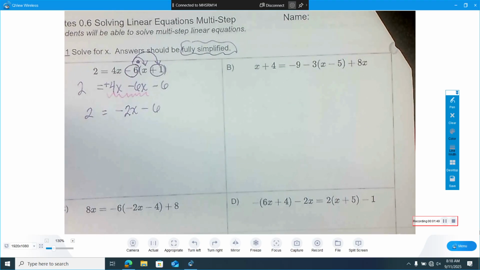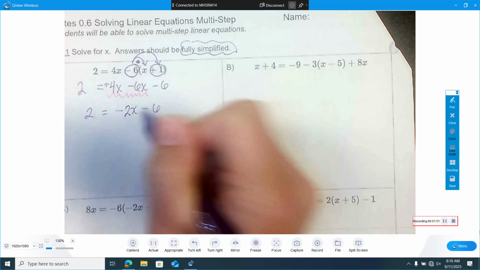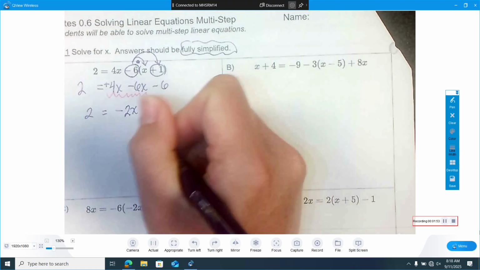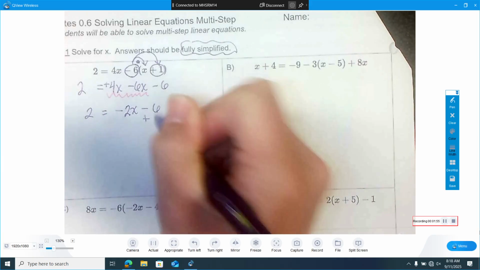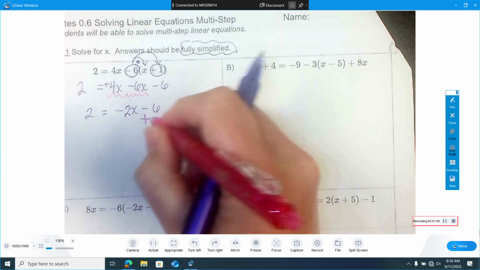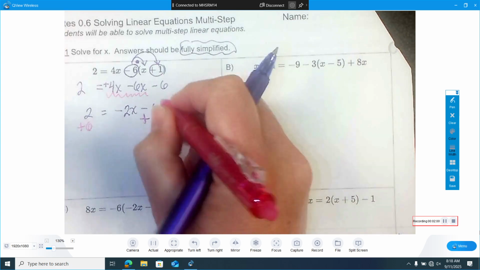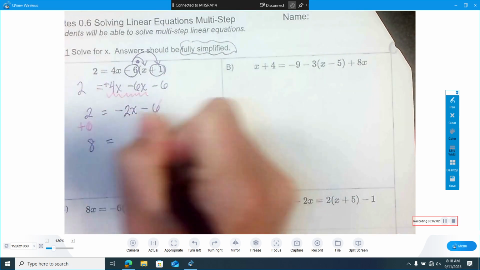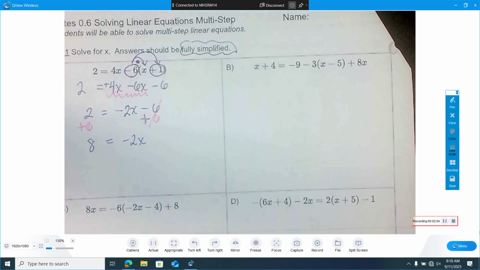Yeah, we want the x. I want to get rid of the things on the same side. So we're going to add 6 to both sides. 6 plus 2 is 8 is equal to -2x.